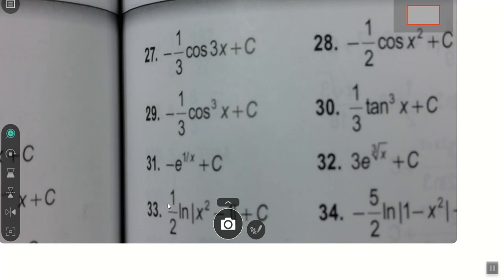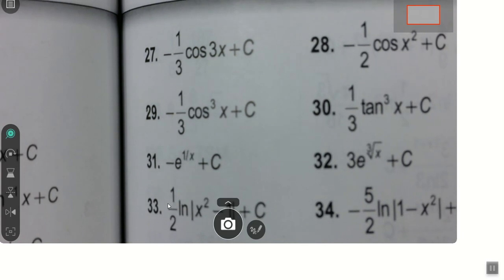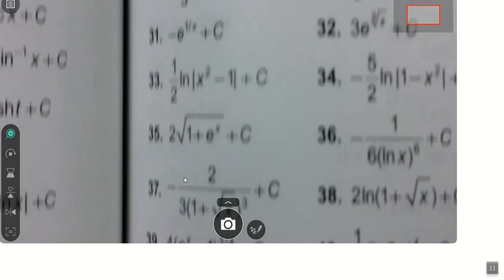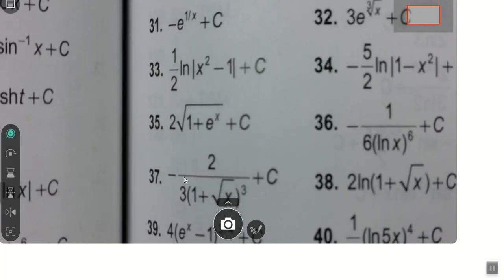Okay, so good work trying those two things. Remember that you might have to try a smaller piece or a bigger piece. Cool. Awesome. Questions about this problem? Okie dokie. 33, 1/2 the natural log of the absolute value of x squared minus 1 plus c.